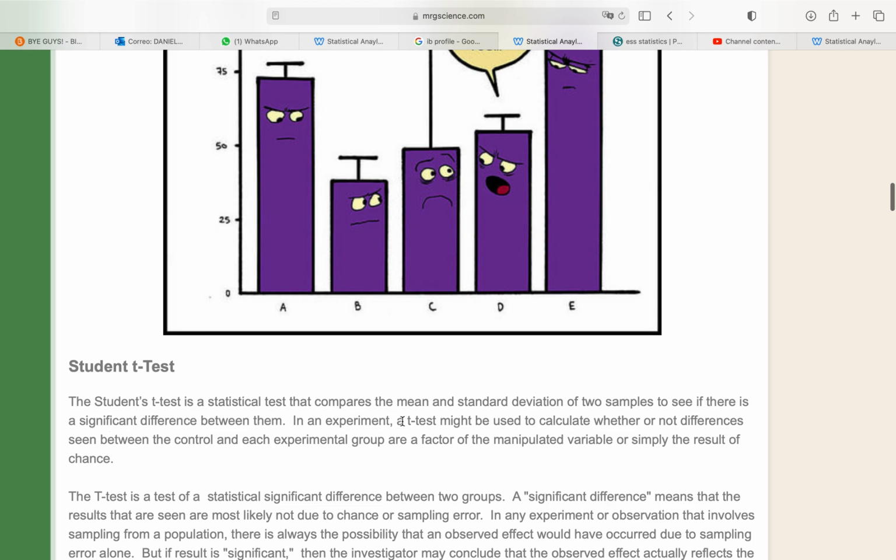In an experiment, a t-test might be used to calculate whether or not differences are seen between the control and each experimental group. Remember, if you just use distilled water, that is a control, but if you use different chemicals in that water that are going to improve seed germination, that is a treatment that you are applying. And the control is just distilled water, right? And we can see the difference with this student t-test.